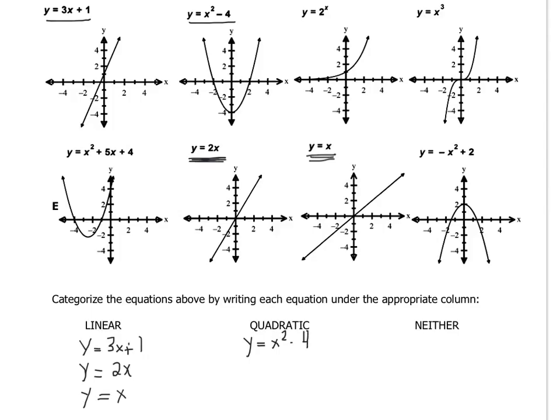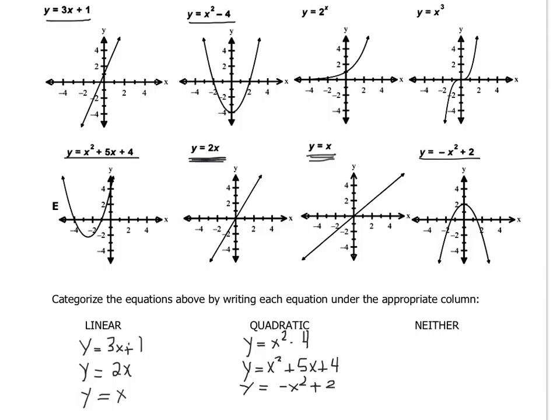And the other equation that has that parabolic shape would be y equals x squared plus 5x plus 4. And the last equation that has that parabolic shape would be the last graph here, which is y equals negative x squared plus 2.